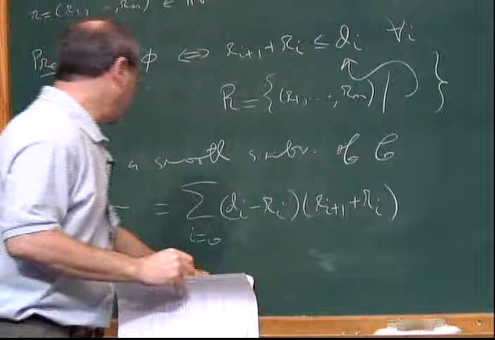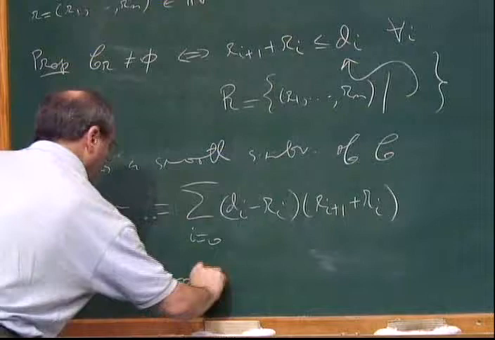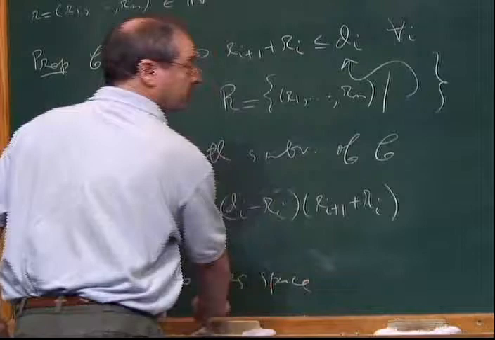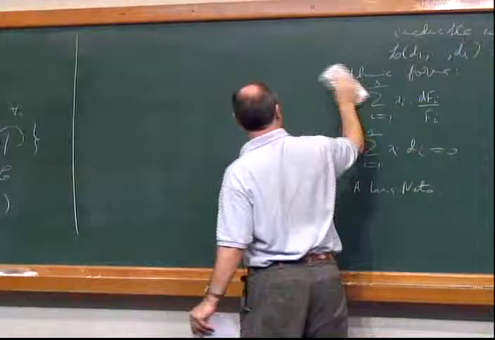And also, actually, CR is a homogeneous space. It is an orbit. So we have an action here of a group, and these CRs are the orbits of this action. So let me just write down the action.